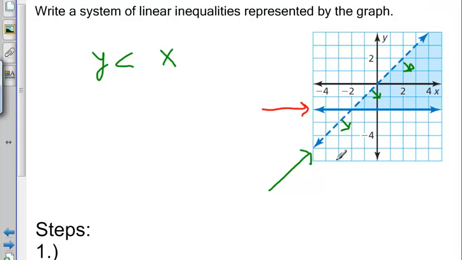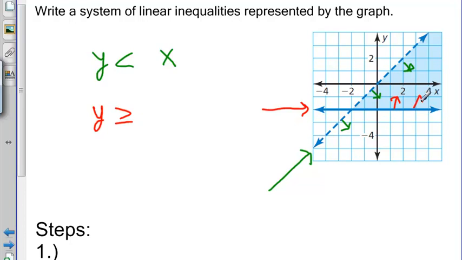This is a horizontal line. So when you have a horizontal line, you've got to think about that for a second. Is that y is greater than, or y is less than, or x is greater than, or x is less than? What is that? Well, it's a solid line, and it's definitely y is greater than or equal to. So let's talk about that.